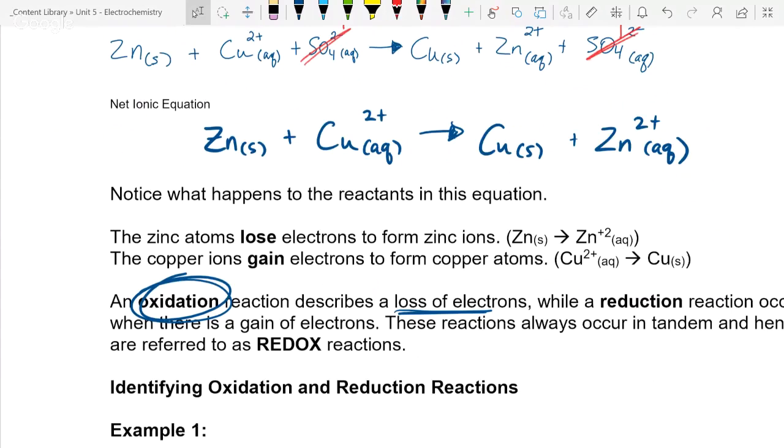Why do we call it oxidation? Does anyone have a guess? We actually talked about oxygen a little earlier. And what's true about oxygen? Oxygen has a high electronegativity, which means oxygen likes to do what to electrons? It likes to take them.